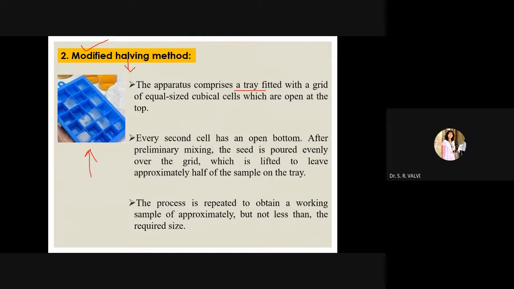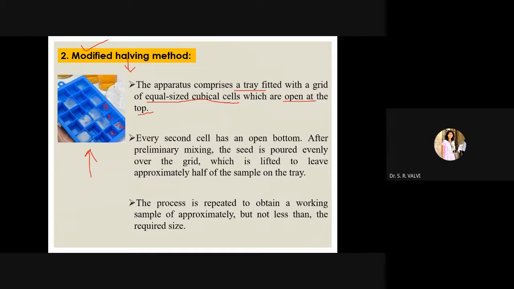Here you can see the tray which is fitted with equal sized cubical cells. Here you can see cubical cell number 1, this is 2, this is 3, this is 4. Likewise, all these cubical cells are equally sized. None of the cells is dissimilar, or larger or bigger. All the cubical cells are equal in size, open at the top, and closed at the bottom.